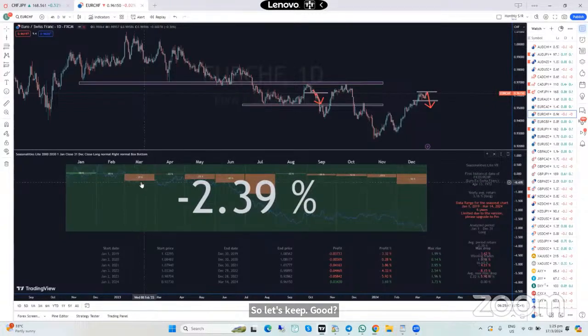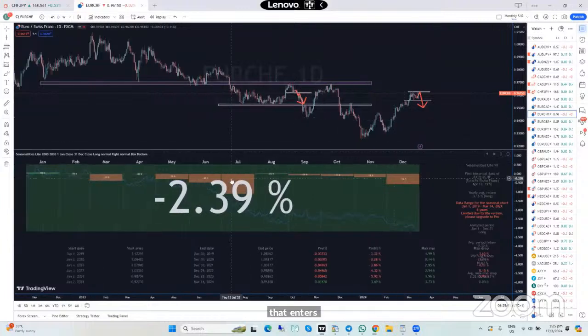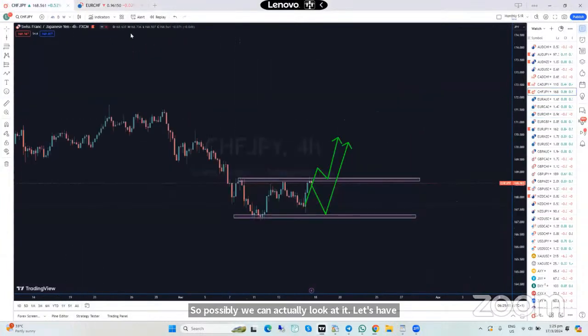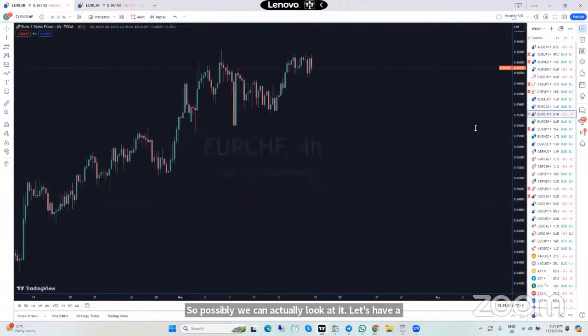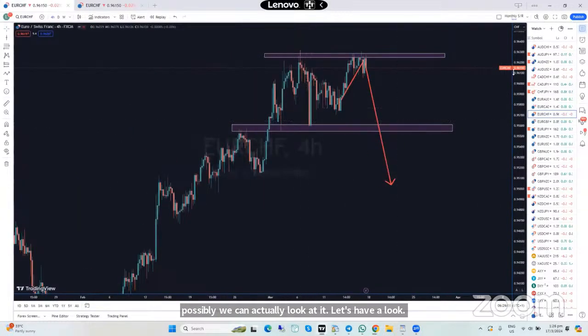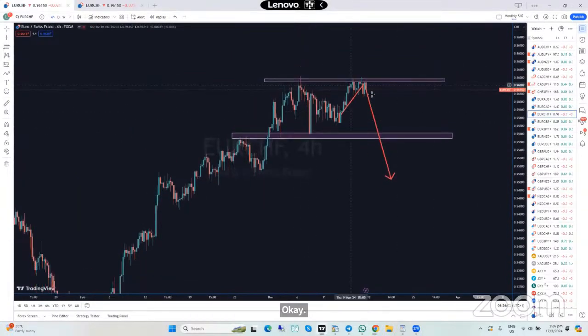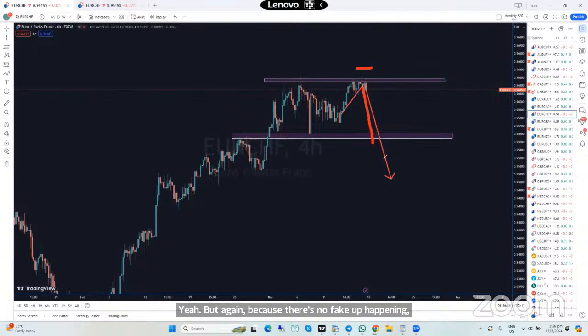Euro Swiss. Again, for March, there's supposed to be some bearishness. So possibly we can actually look at it. Let's have a look. So again, a high risk setup will be here, and then our stop loss, if you really want to enter here, will be here. But again, because there's no fake out happening, I'm quite hesitant. So I'll just wait for my usual setup, where price goes this way. Then I'll be much more comfortable entering here. So I'm waiting for a bearish trend to appear for Euro Swiss.